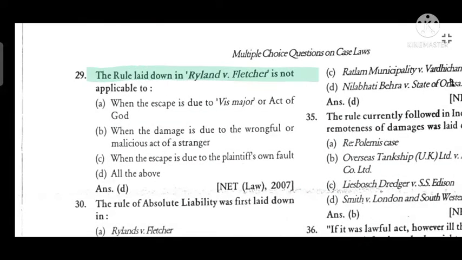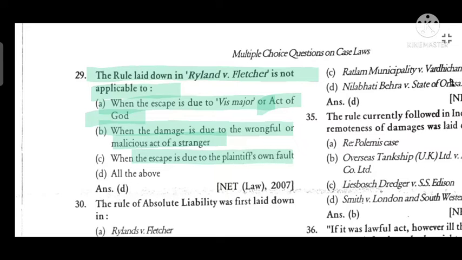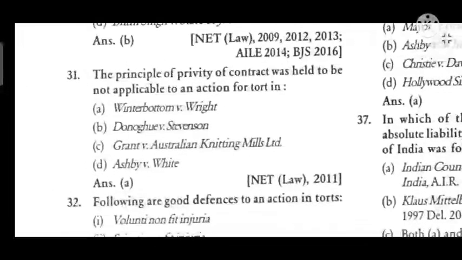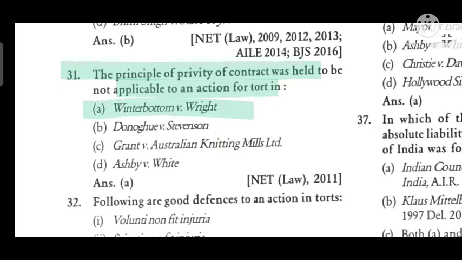The rule laid down in Rylands versus Fletcher is not applicable when the escape is due to an act of God, when the damage is due to a wrongful or malicious act of a stranger, or when the escape is due to the plaintiff's own fault. The rule of absolute liability was first laid down in MC Mehta versus Union of India. The principle of privity of contract was held to be not applicable to an action for tort in Winterbottom versus Wright.